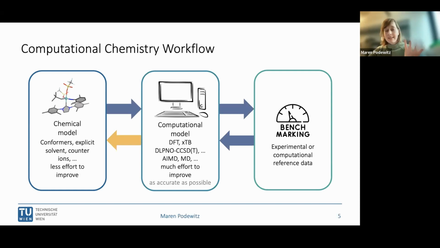And as I said, typically less effort is put into this part. But it has been shown, and nowadays it's quite well known, that if we neglect the relevant conformers, the errors that we are making could be much larger than the errors that we are making by picking a not so ideal or not so good density functional.